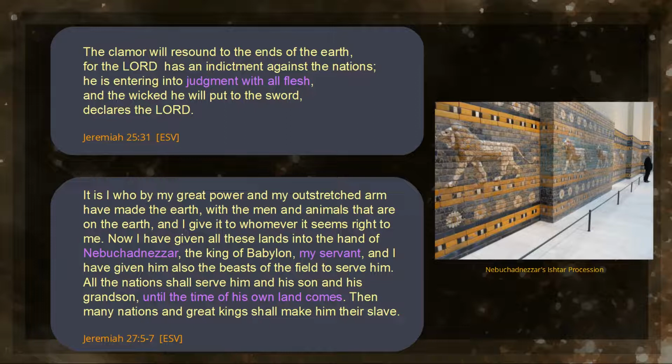"It is I who by my great power and my outstretched arm have made the earth, with the men and the animals that are on the earth, and I give it to whomever it seems right to me. Now I have given all these lands into the hand of Nebuchadnezzar, the king of Babylon, my servant, and I have given him also the beasts of the field to serve him. All the nations shall serve him, and his son, and his grandson, until the time of his own land comes. Then many nations and great kings shall make him their slave."